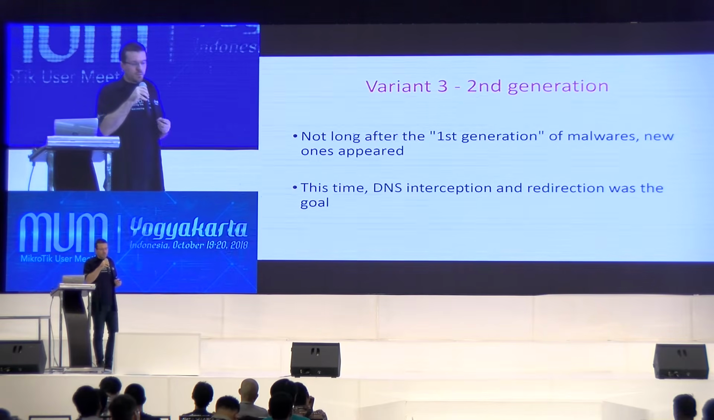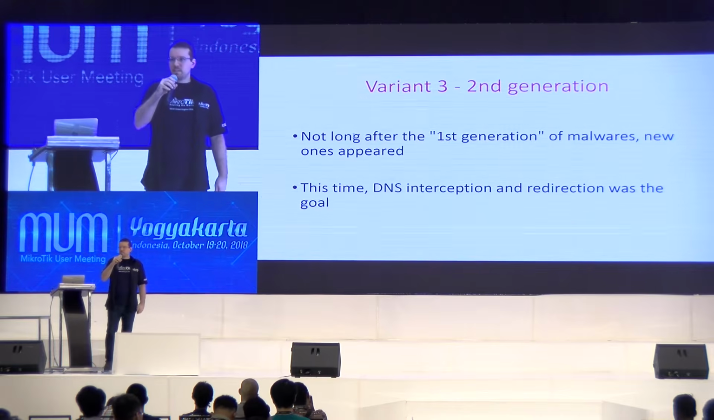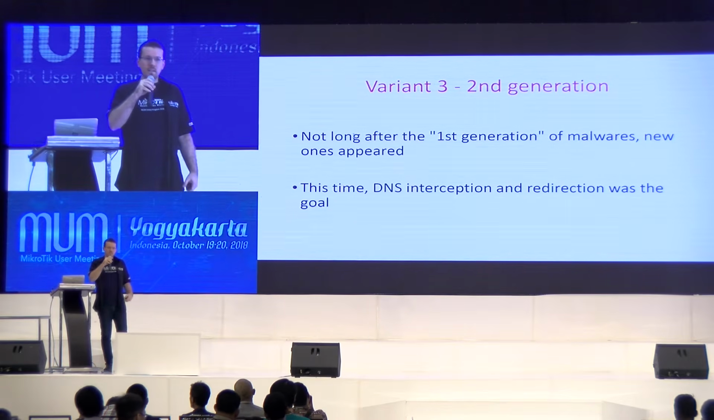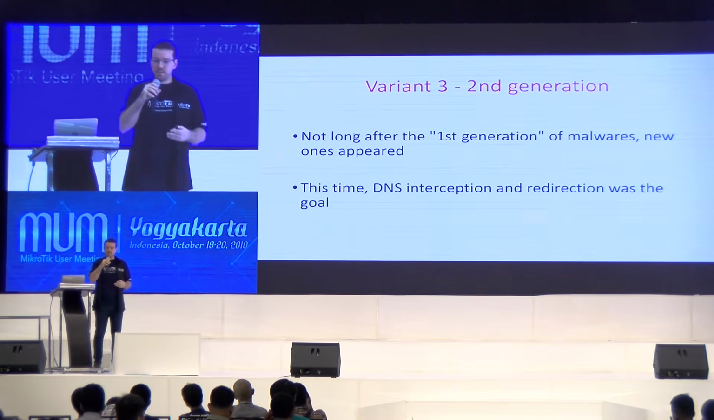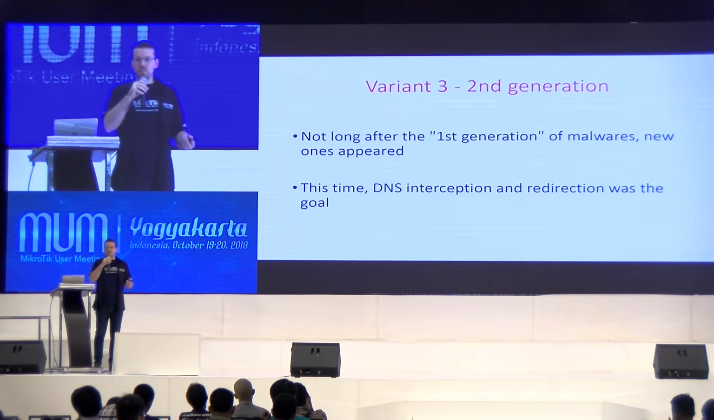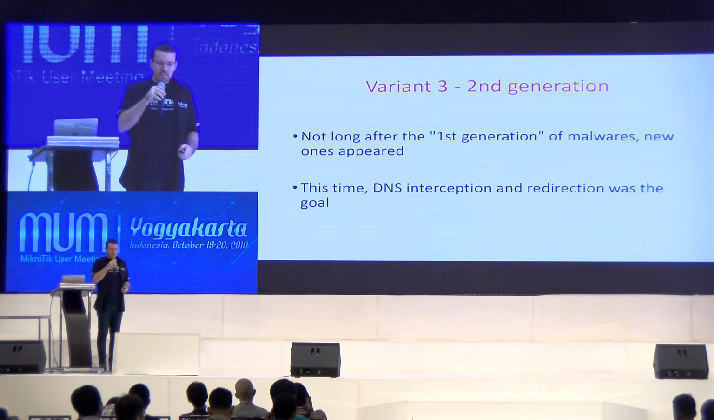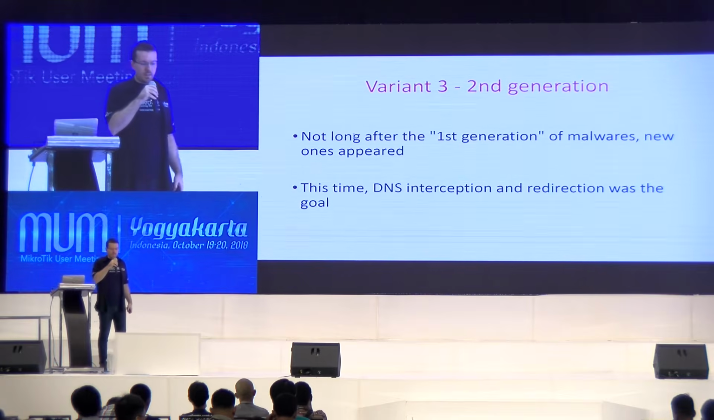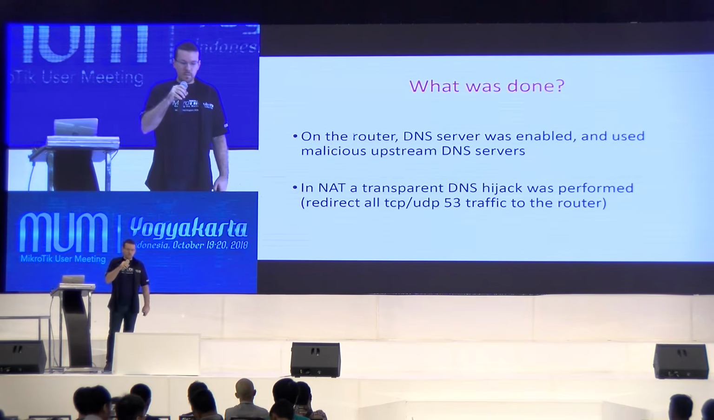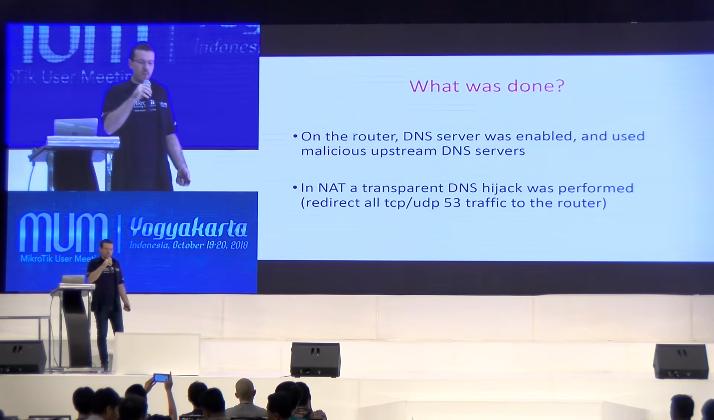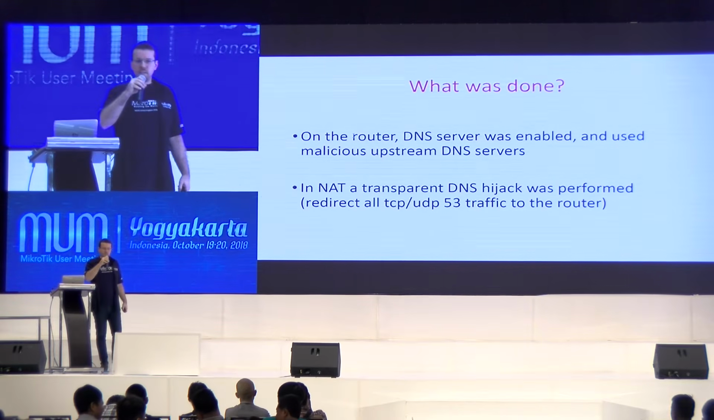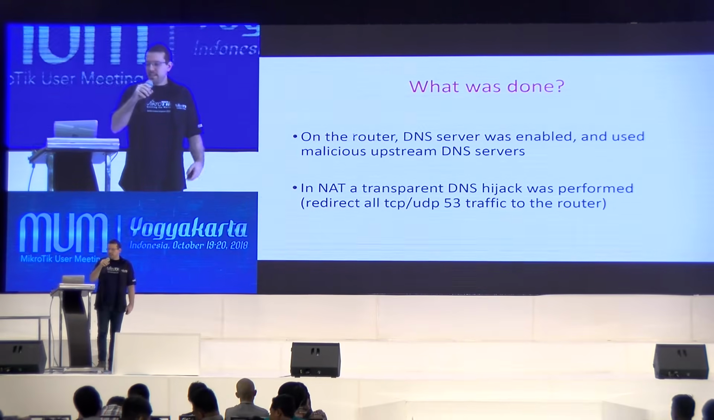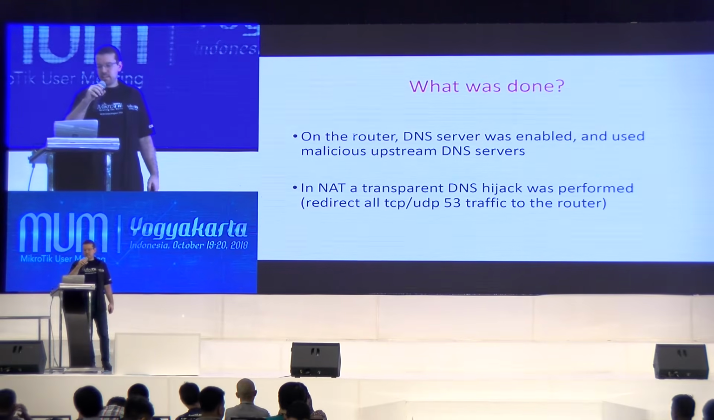Soon after came the second generation of attacks, and this second generation was actually mostly distributed across the US and European address spaces. So this was probably a different attacking entity that focused on the US and Europe. And this time around, DNS interception and redirection was the goal. What was done is that on the router, the DNS server was enabled and used a malicious upstream DNS server. And then in NAT, a transparent DNS hijack was performed.